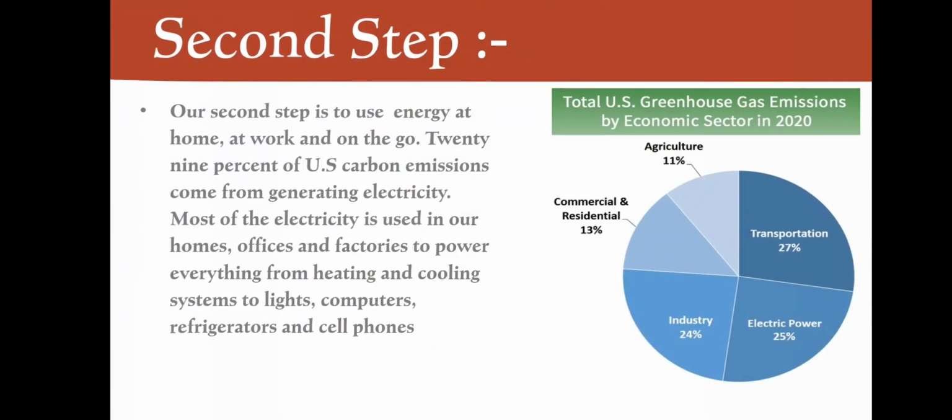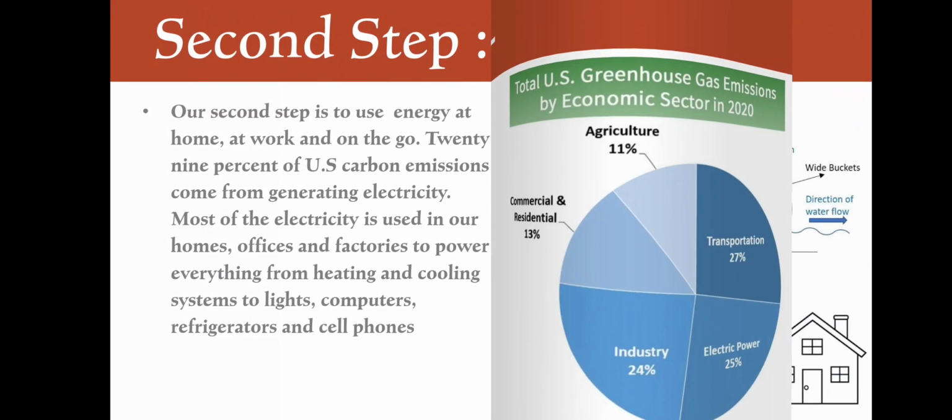Second step. Our second step is to use energy wisely at home, at work, and on the go. 29% of US carbon emissions come from generating electricity. Most of the electricity is used in our homes, offices, and factories to power everything from heating and cooling systems to lights, computers, refrigerators, and cell phones. As you can see in the figure, total US greenhouse gas emissions by economic sector in 2020.